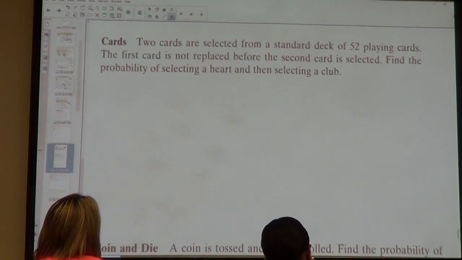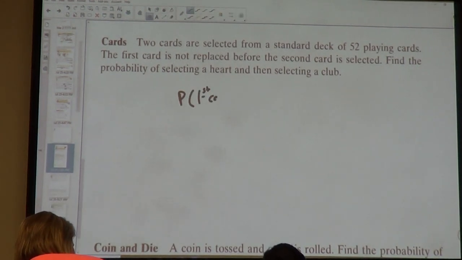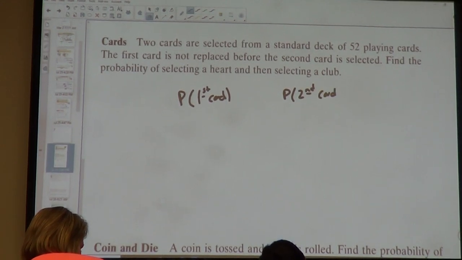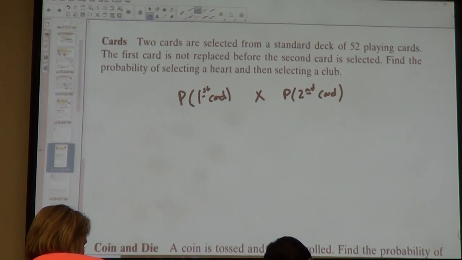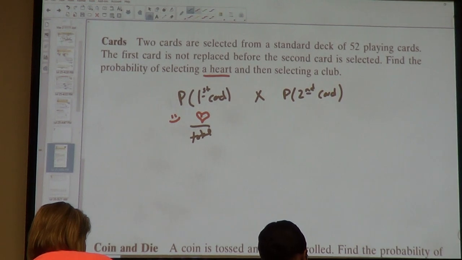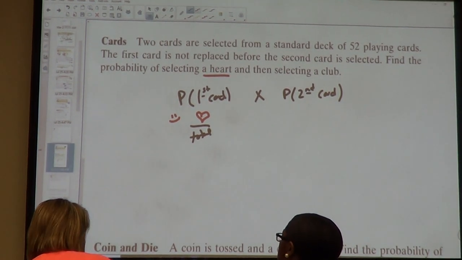So we are doing the probability of the first card and the probability of the second card. So my first card is a heart. So what makes me happy is a heart over the total. How many hearts are in a deck of cards? Four.